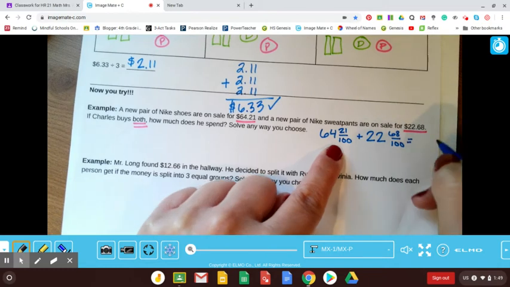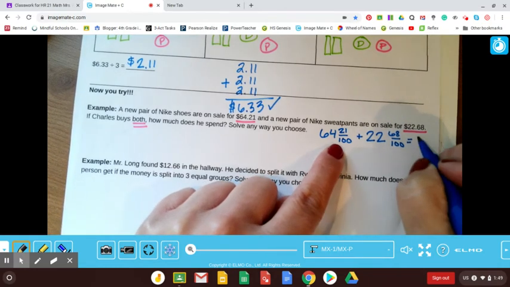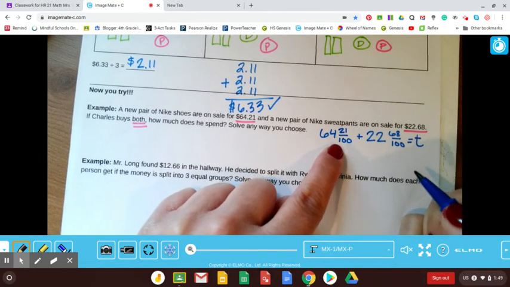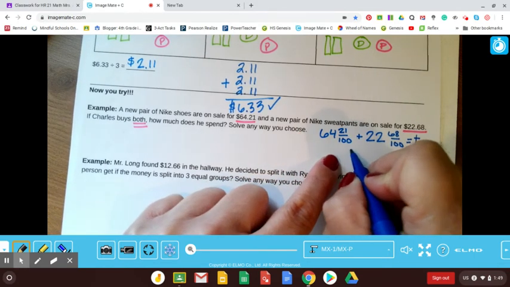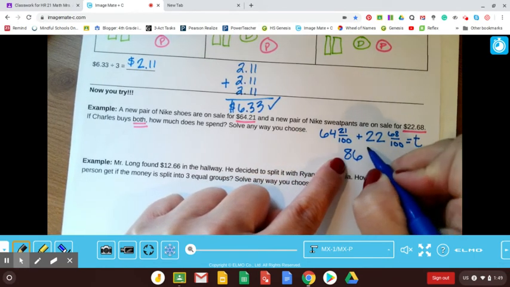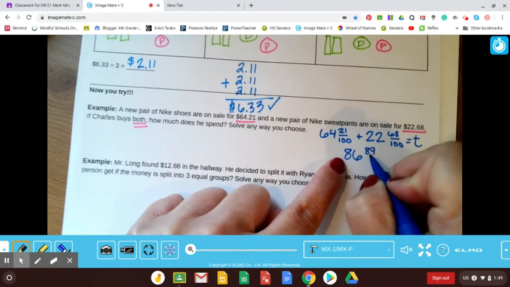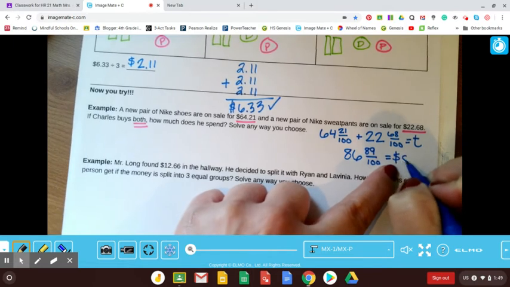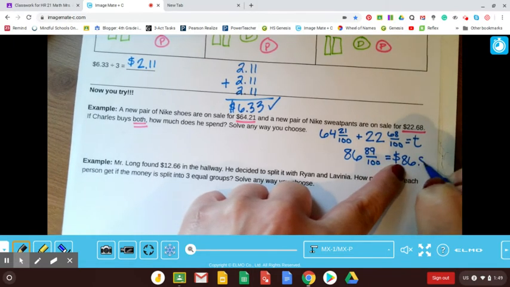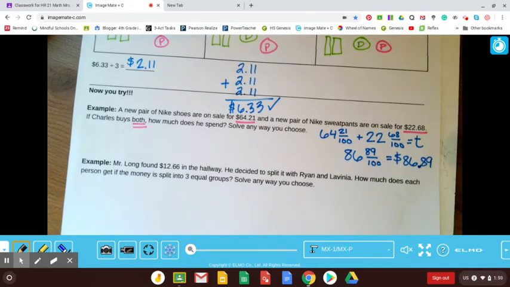And if I was going to do that, I'm just going to say T for my total. Let's use a variable in there. And I would get 86 and 89/100, which would then equal $86.89. Make sure that decimal's in there nice and clear.